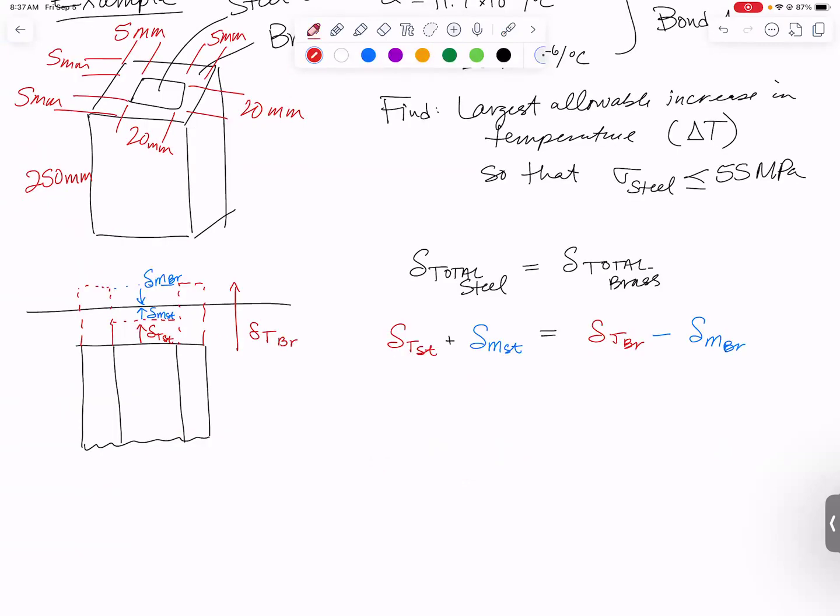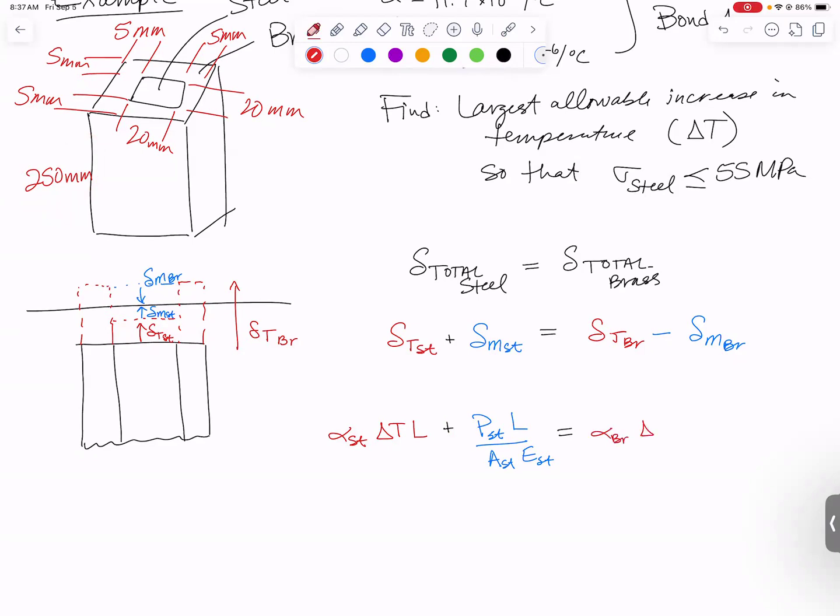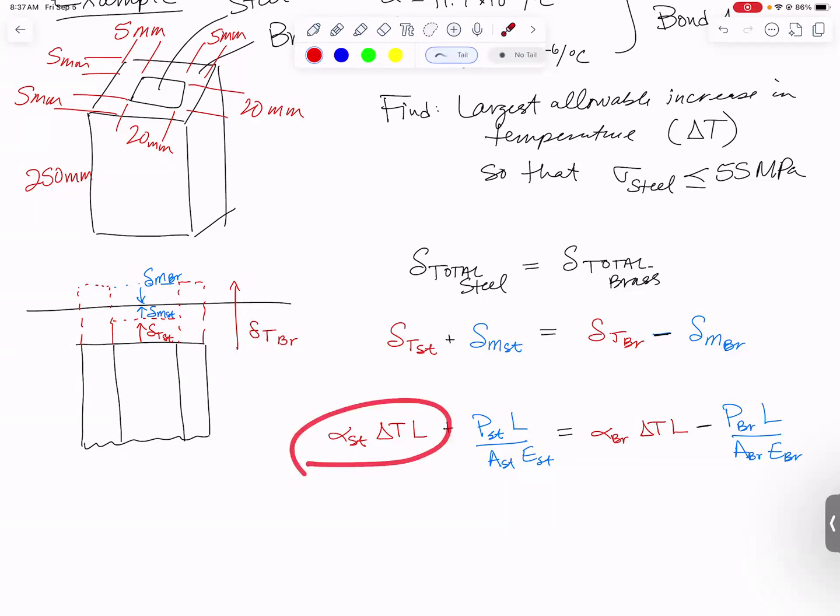Delta thermal for the steel, that's alpha steel, temperature change, times the length of the steel. Delta mechanical for the steel, well, that's the force in the steel, length of the steel over area of the steel, modulus of the steel. And on the right-hand side of the equation, I will have alpha for brass, delta T times the length, minus the force in the brass times the length over the area in the brass times the Young's modulus in the brass. So just replacing thermal deflections with alpha delta T L's and mechanical deflections with PL over AE's. Did you notice that the lengths cancel?